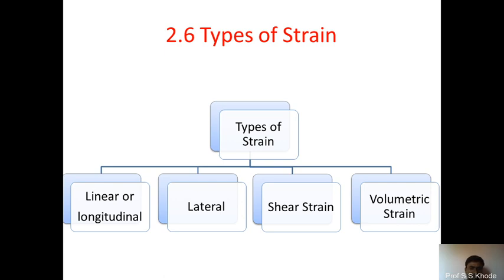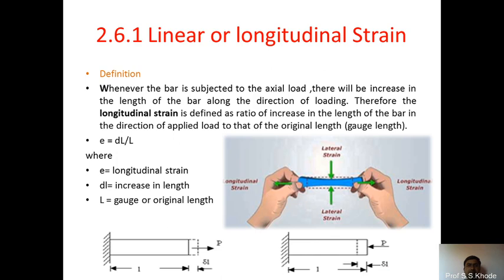If the change in length varies, then the perpendicular dimension may also vary, giving a different type of strain. So let's see them one by one. The first concept is the linear or longitudinal strain.